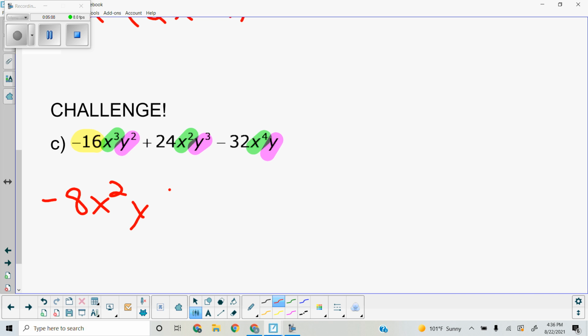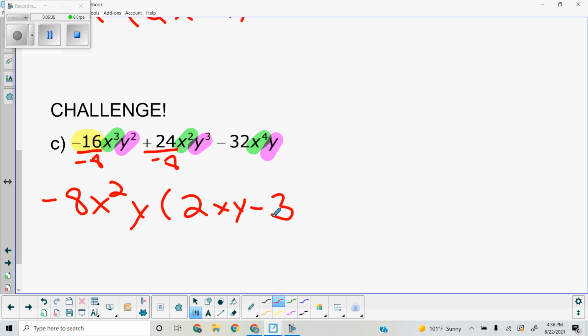So we factor out negative 8. Negative 16 divided by negative 8 is a positive 2. We took out 2 x's, so we're left with 1x. We took out 1y, so we have that 1y. Positive 24 divided by negative 8 is negative 3.